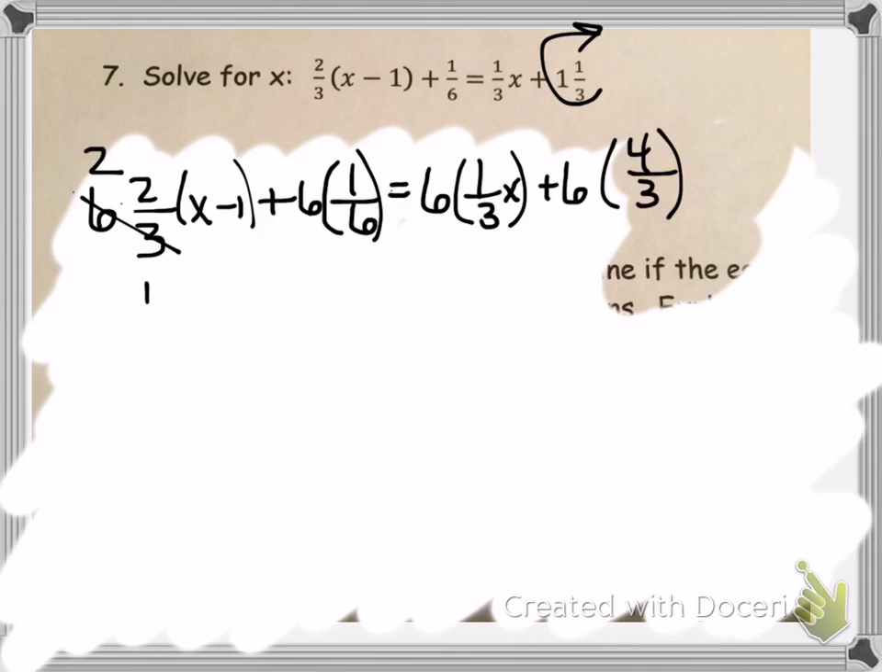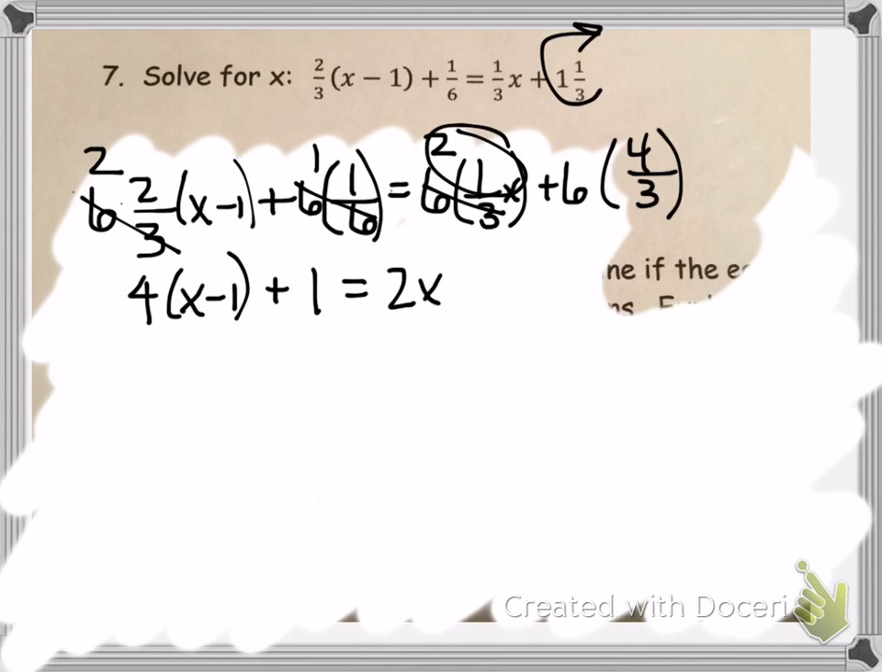So there we have 6 divided by 3, which is 2, which leaves us with 2 times 2. And now that 4 will distribute to the x minus 1 in the next step. The 6's just cross cancel to leave you with 1. On the other side, we have a 6 divided by 3 again, which leaves us with a 2 times 1x, which is 2x. And last, 6 divided by 3 is 2, which leaves us with 2 times 4, which is 8. Now we can just go through our basic equation solving.